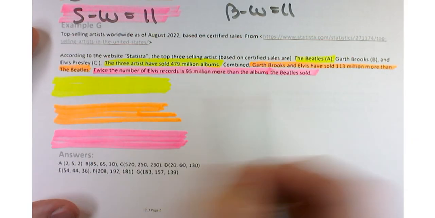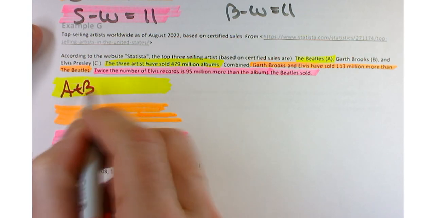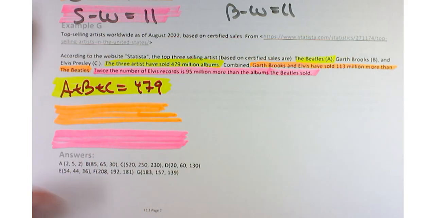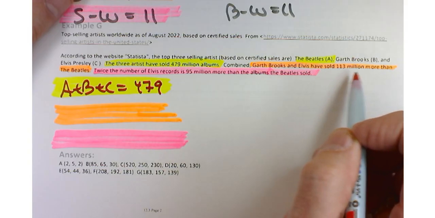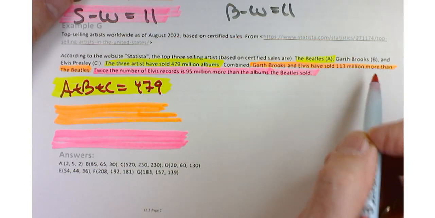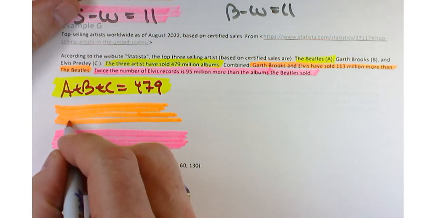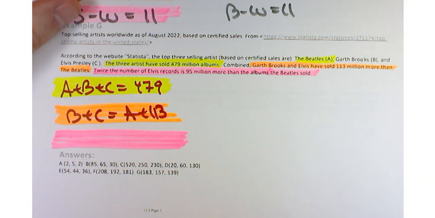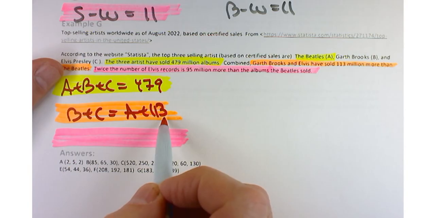Mateo, I'll give you the first one. A plus B plus C equals 479 million. Yeah, we're just going to leave it in units of millions, so 479. Perfect, thank you. Silas, how about this one? Garth Brooks and Elvis have sold 113 million more than the Beatles. I wrote B plus C equals A plus 113. Perfect. Garth Brooks plus Elvis have 113 million more than the Beatles.